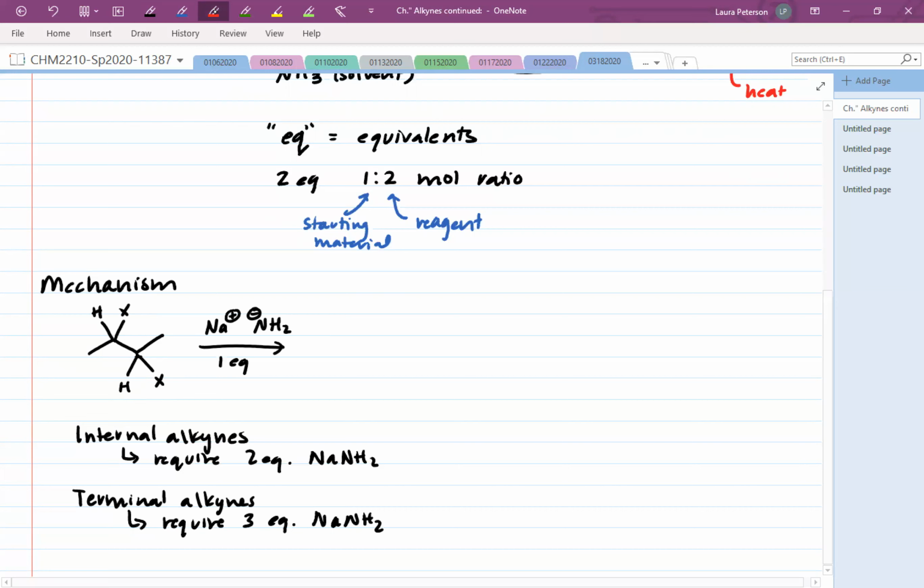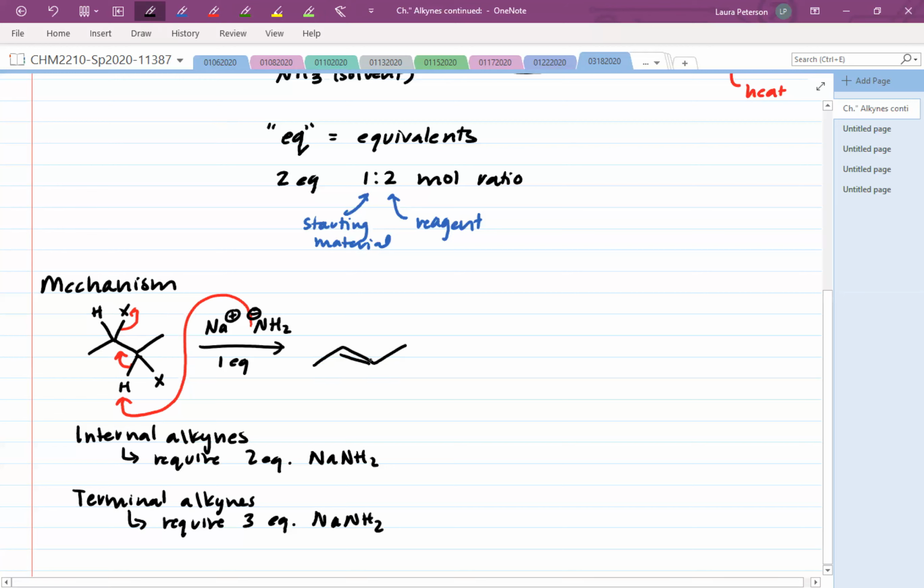Okay, so what we're going to see is that the base is going to do what bases often do, which is take a proton. So I'm going to take this proton here. And what we're going to see is that instead of just generating the conjugate base as a carbon anion, we're going to use those electrons to kick out the halide. So this arrow here is telling us that I'm taking electrons from that hydrogen-carbon bond, I'm generating a pi bond, and I'm kicking out that X minus or that leaving group.